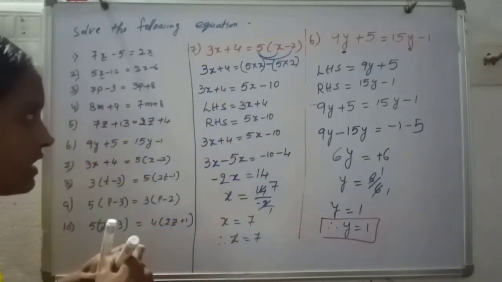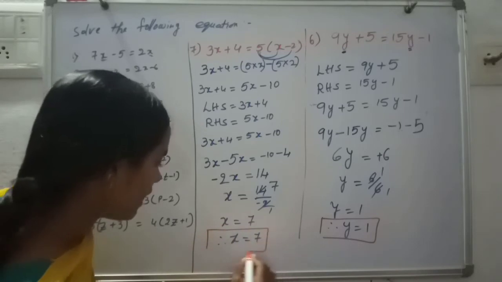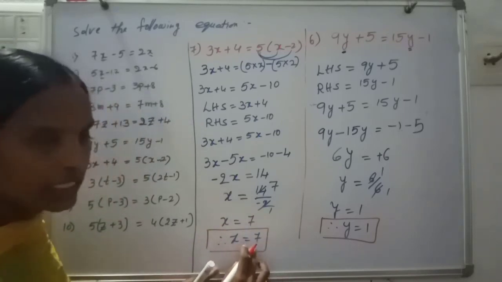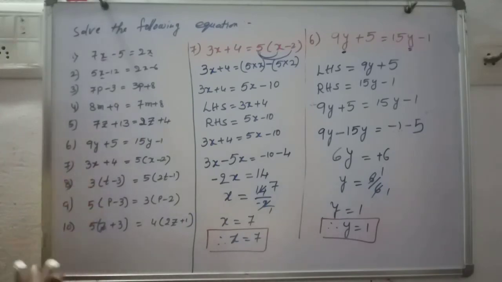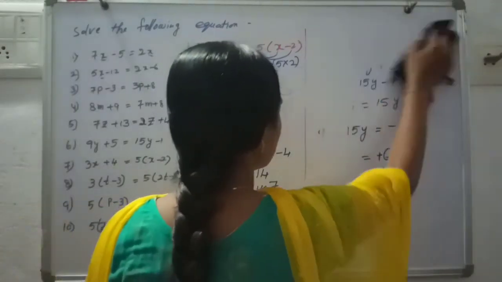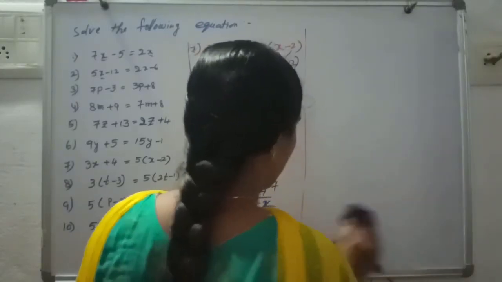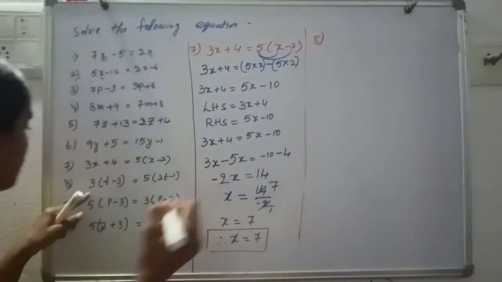In simple equations the value is, what is it? Its value is x is equal to 7. It is the simple equation. Now the 7th one is completed. Now let's see the 8th one. I am at this place. 8th one, what is this value?